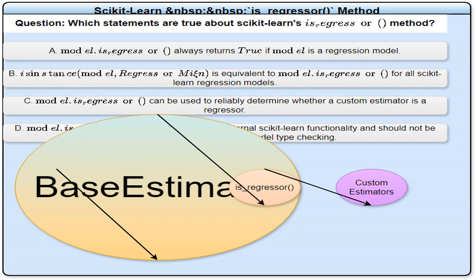This is a base class in scikit-learn. Many scikit-learn estimators inherit from BaseEstimator, which provides some basic functionalities like get_params and set_params. The _is_regressor method itself is often implemented through inheritance from BaseEstimator.